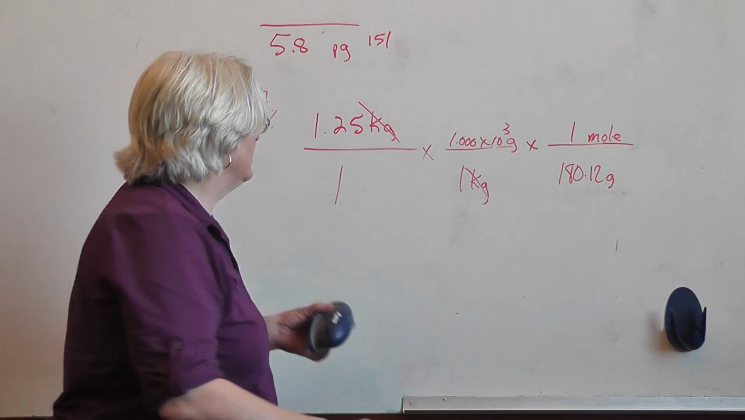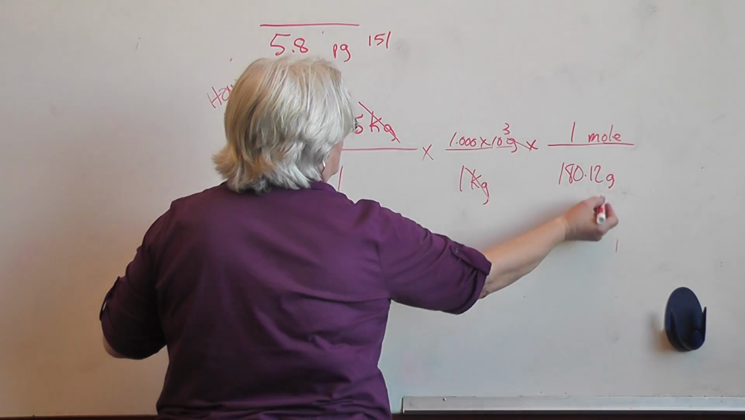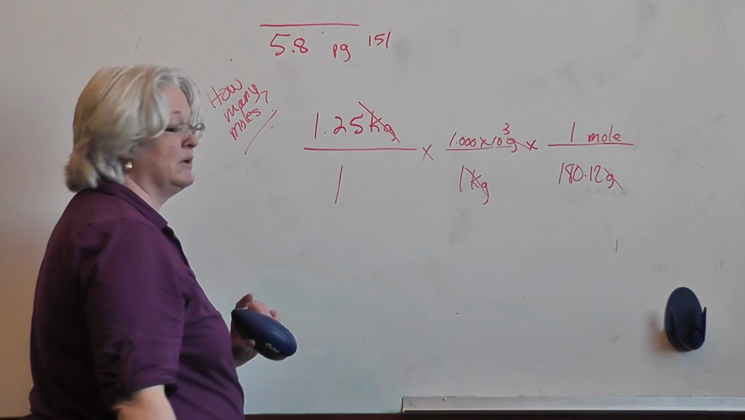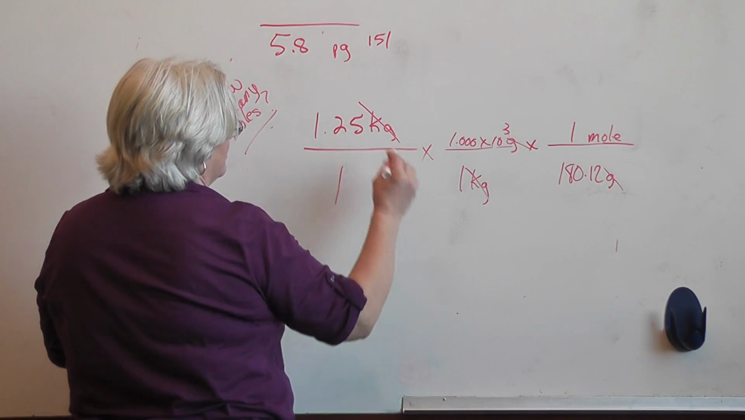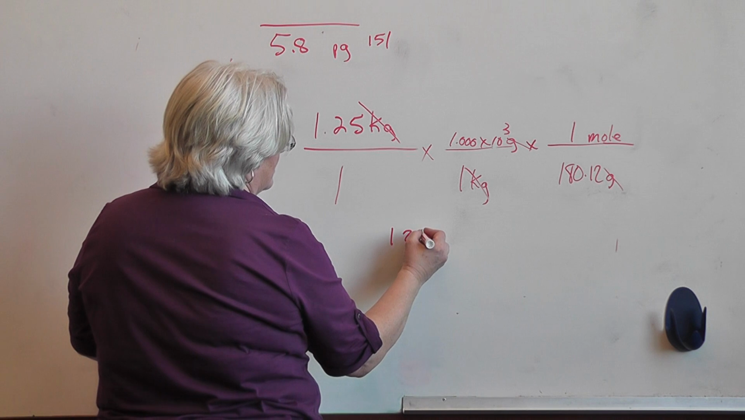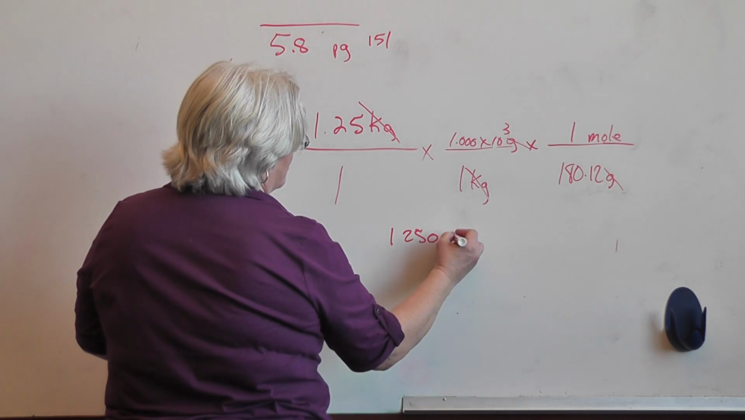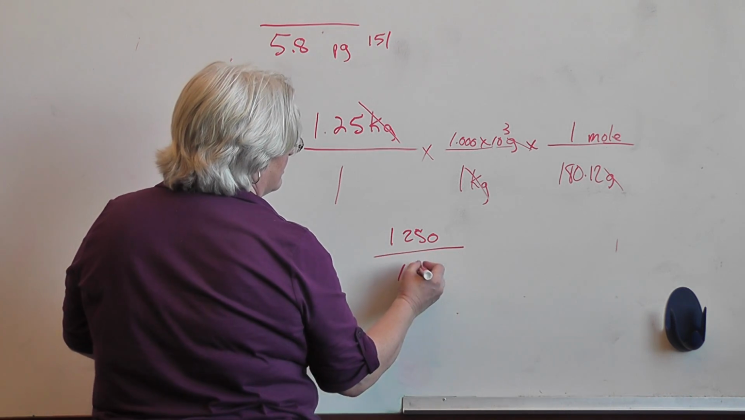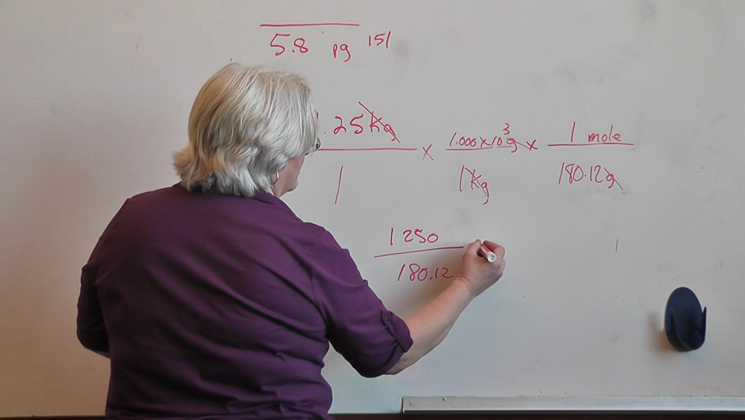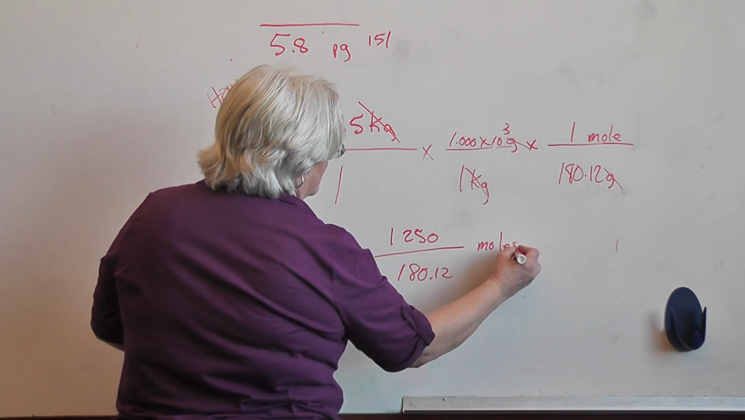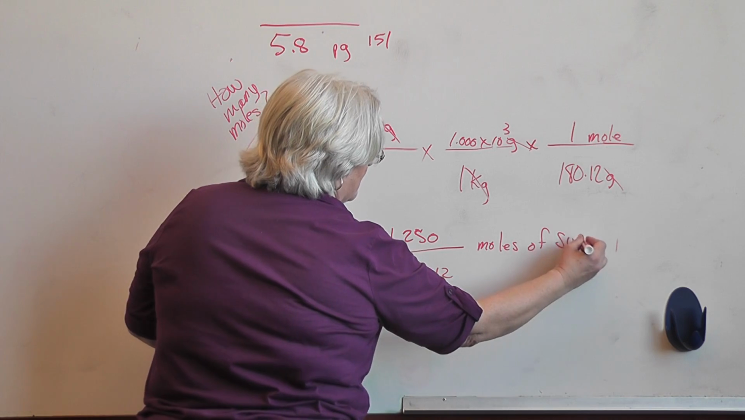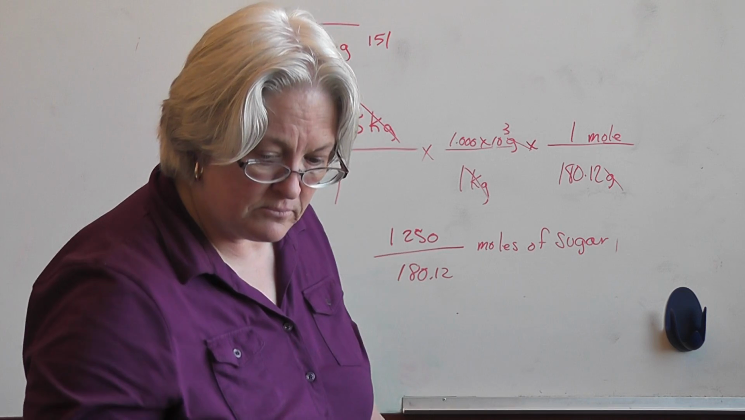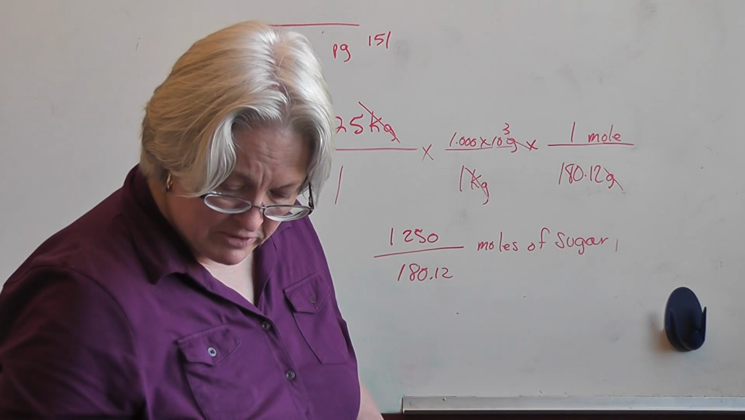Now our units are going to cancel, and we have 1.25 times 10 to the third, which is 1,250 grams, which canceled, divided by 180.12 moles of sugar. That is how many moles of sugar we have if we have 1.25 kilograms, which is just under 3 pounds of sugar.